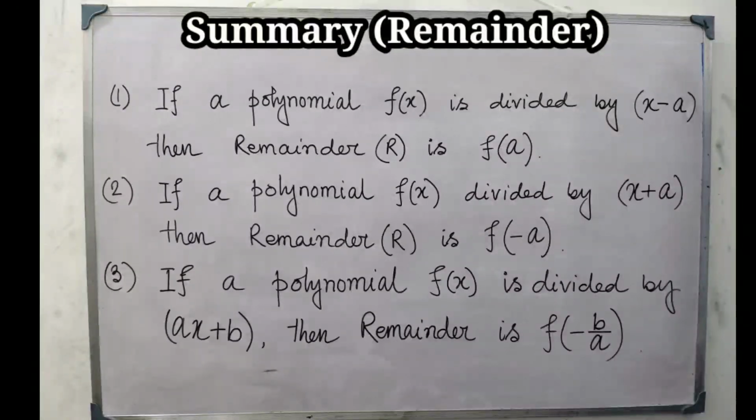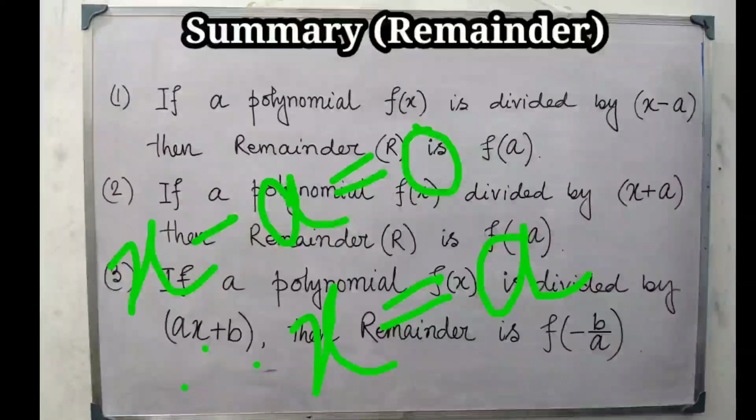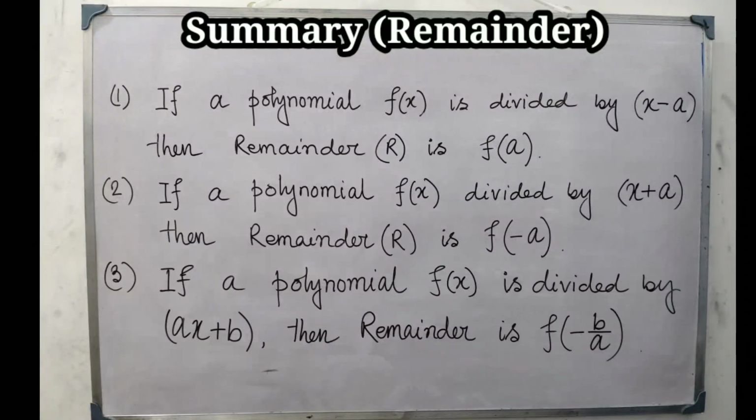Why? What you have to put in the place of x, you will get by considering divisor equals to 0 on a rough page. Okay, see the first one. In the first one, divisor is x minus a, and if you consider x minus a equals to 0 on a rough page, then you will get x equals to a. So that's why, in the first one remainder is f(a). That means in the place of x you have to put a, since x equals to a.